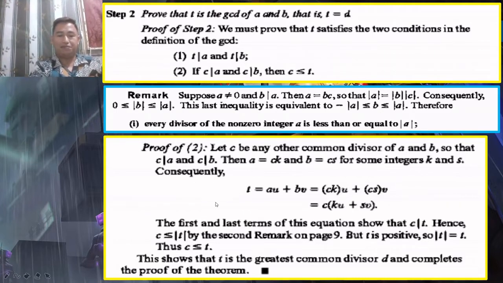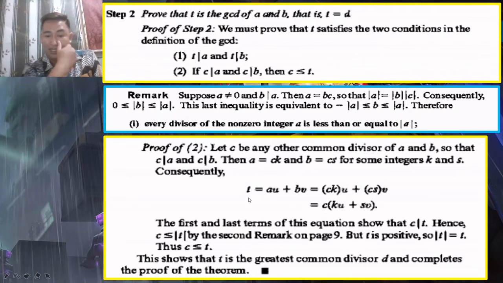Consequently, then, there exist integers K and S such that A is equal to CK and B is equal to CS. That is the other way of writing it. Consequently, T is equal to AU plus BV, which is equal to CKU plus CSV. Factoring out C, we get C times KU plus SV. So C is a factor of T.